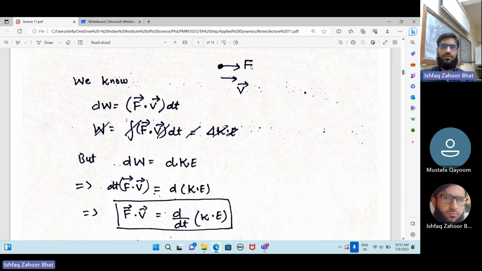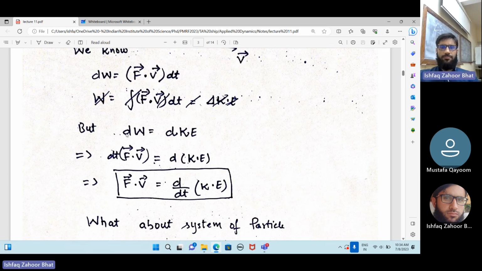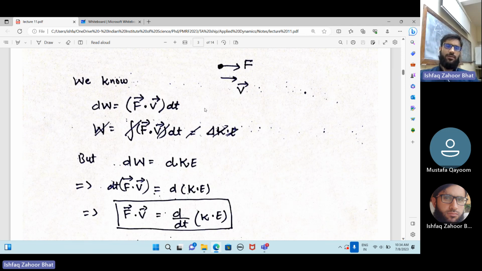Now, if we have a point mass, say m, moving with velocity v, and force f is acting on this mass particle, we know that the small amount of work done in dt time is nothing but f dot v. But we also know from, what is that known as, I think the work energy theorem, that the work done on the system is the change in the kinetic energy of that system of particles.